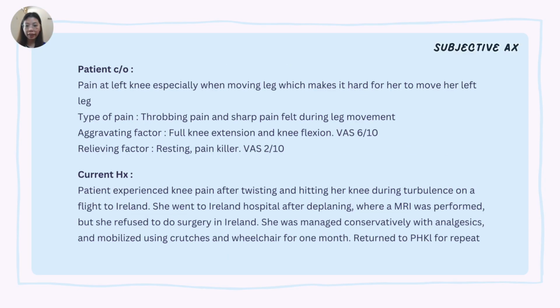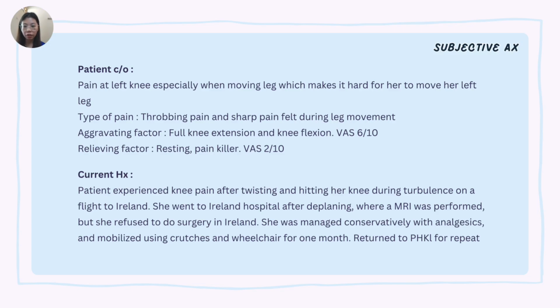Patient complained of pain at left knee, especially when moving leg, which makes it hard for her to move her left leg. She felt throbbing pain and sharp pain during leg movement. The aggravating factor is full knee extension and knee flexion. The pain score is 6 out of 10. The relieving factor is resting and when taking painkiller, which the pain score will be 2 out of 10.